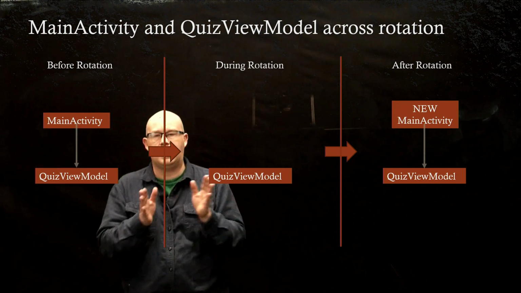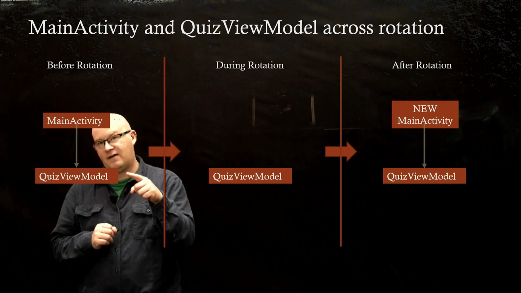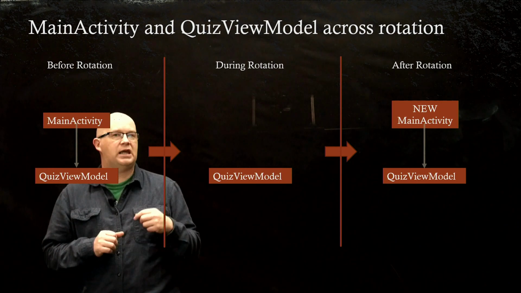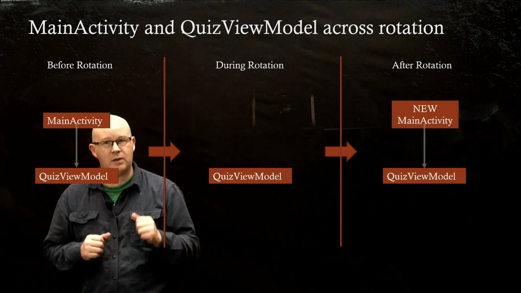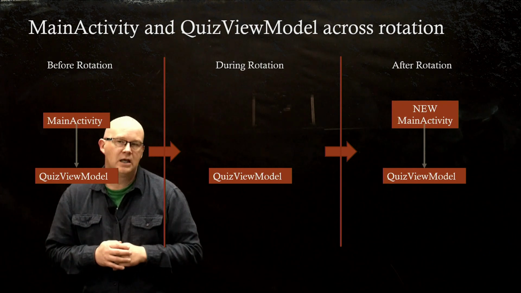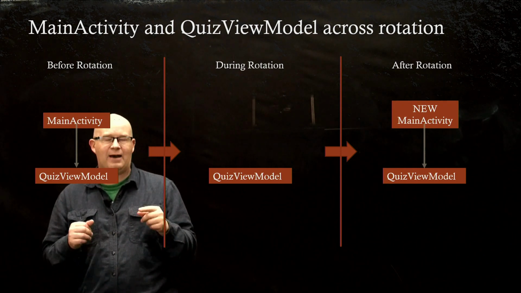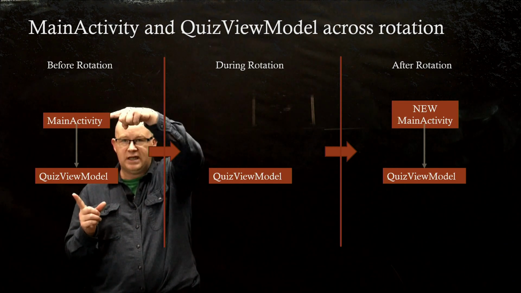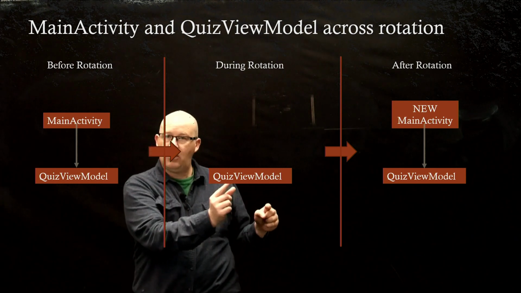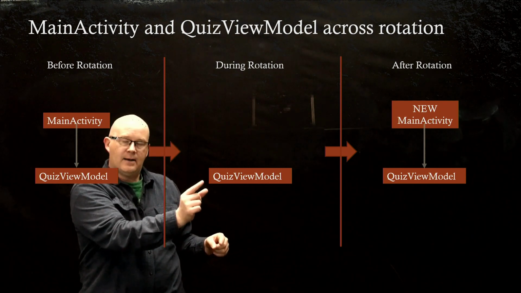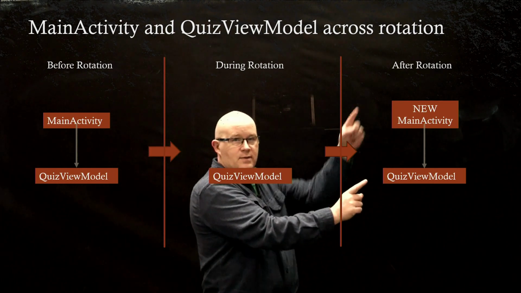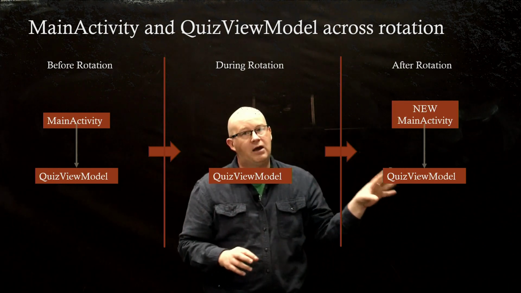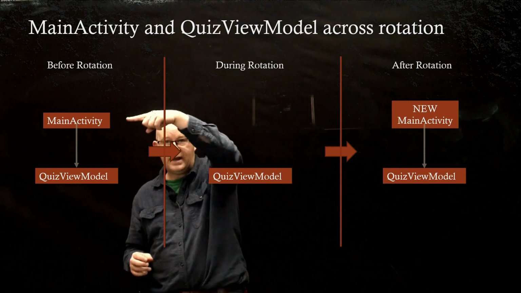Oh, one more thing. If I did have a reference to main activity in QuizViewModel, that's a bad idea because it is a source of a memory leak, which is often hard to find in development. So a couple of things would happen. If this had a strong reference to main activity, whenever the activity got destroyed from here to there, this is still holding that reference. So it has a stale reference to the old main activity.